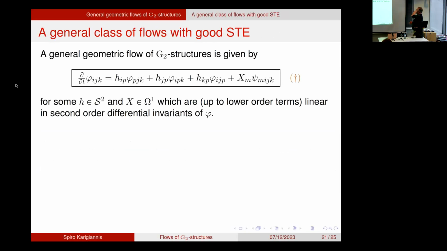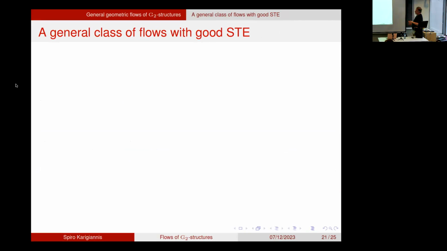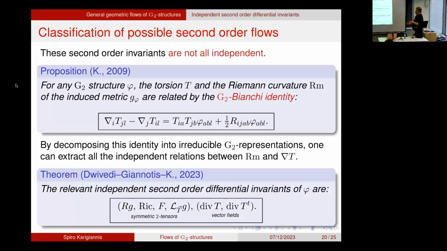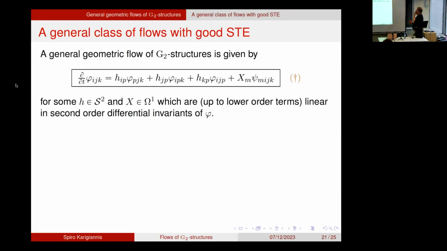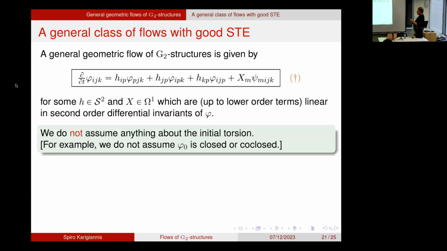So let me state the main theorem. Remember, we're going to have d phi dt as a 3 form, and that 3 form determines uniquely a symmetric 2 tensor and a vector field. So we want to choose our H to be a linear combination of these four, and our X to be a linear combination of these two. And then there's lower order terms, which we're ignoring. And then ask ourselves, for which of these flows do we know we can prove nice short time existence using a DeTurck type trick? And we're not going to assume anything about the initial torsion. So we're not going to assume it starts closed or coclosed.